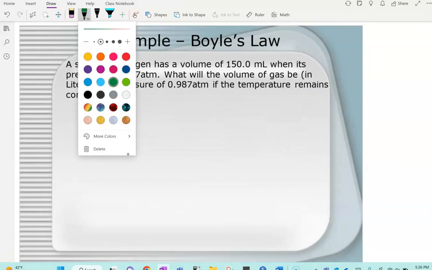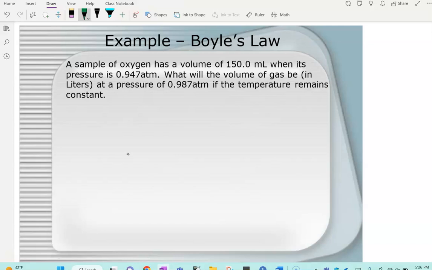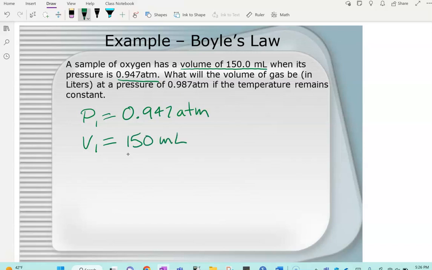All right, in this first question here, it says a sample of oxygen gas has a volume of 150 milliliters when it's at a pressure of 0.947 atm. So those are the starting conditions. What I would recommend when first approaching these problems is just write out what all of your variables are equal to. So our initial pressure is 0.947 atm, and our initial volume is 150 milliliters.